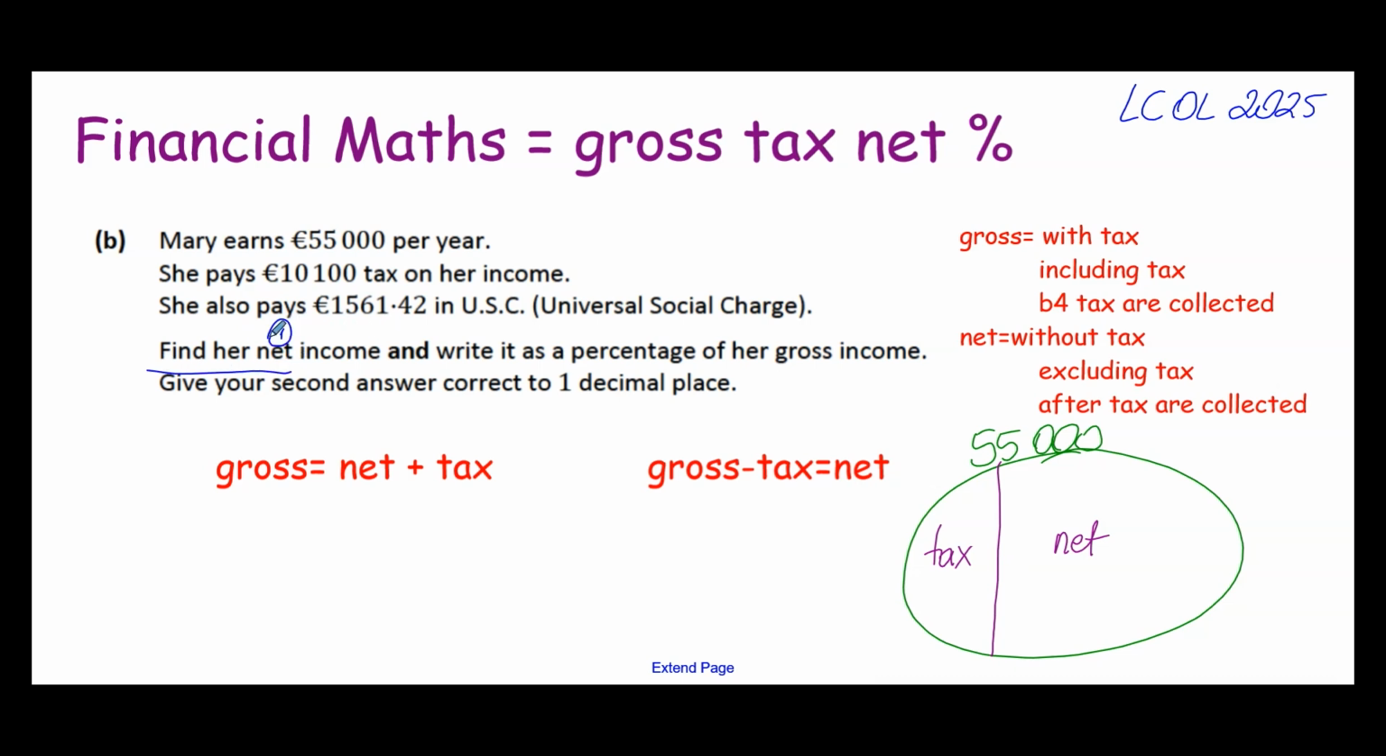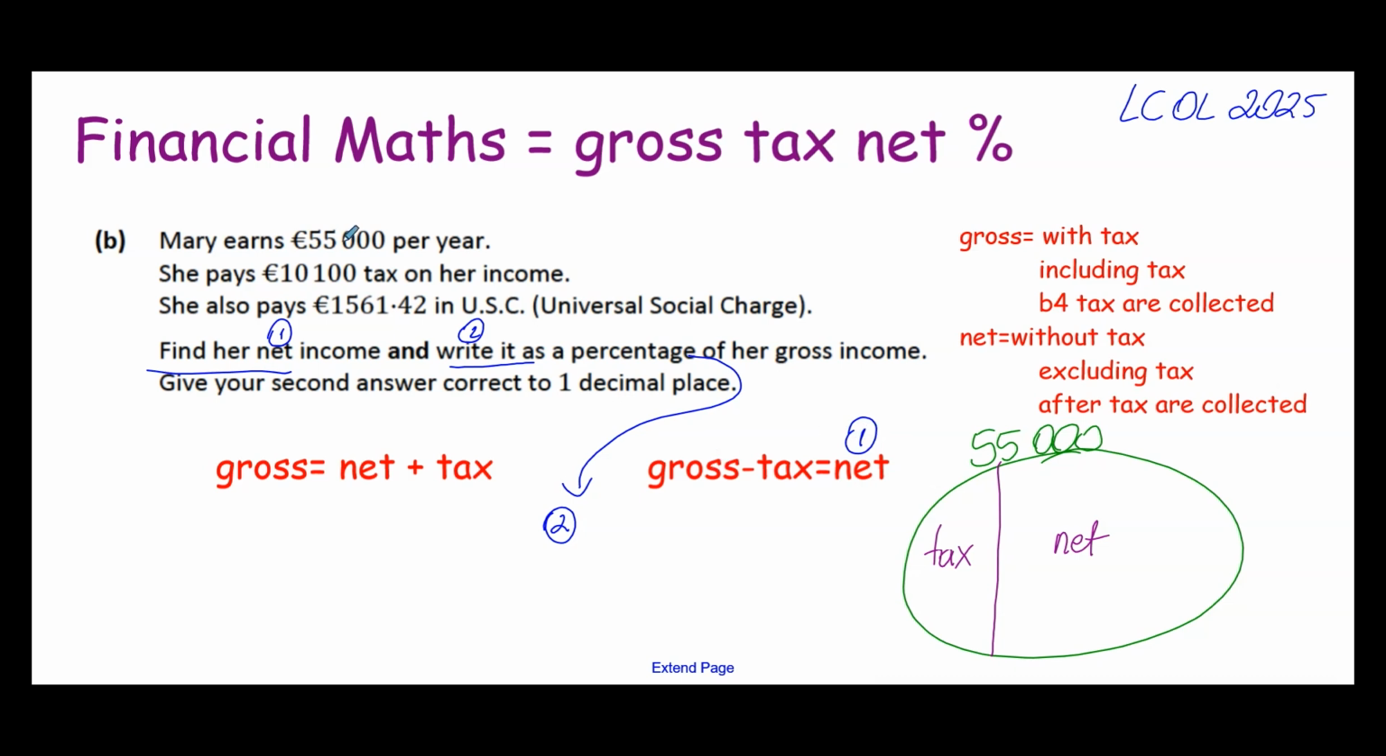So that's one. Is this what we are looking for? And the second thing is to write it as a percentage. So we're going to consider that as a second point, writing it as a percentage. Now, first, let's find her net income.